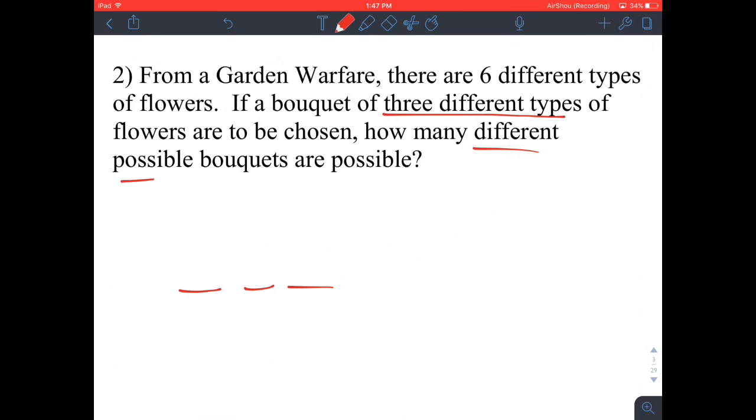Since there are 6 different types, when you choose this first flower, you have 6 to choose from. Now there are 5 different kinds of flowers remaining, because it says we need different types. You can't have the same type twice. When you get to the second choice, you're choosing one of the 5, so there's 5 choices. Once you remove that choice as a possibility, there are 4 choices left. Simply multiply those together. There is a possibility of 120 different bouquets possible.